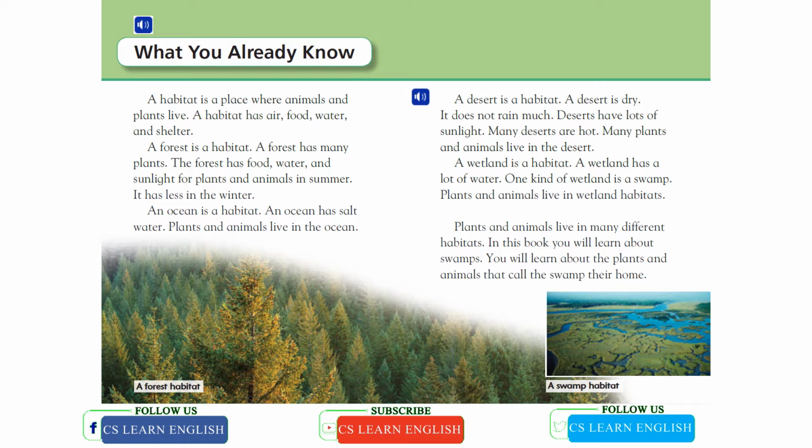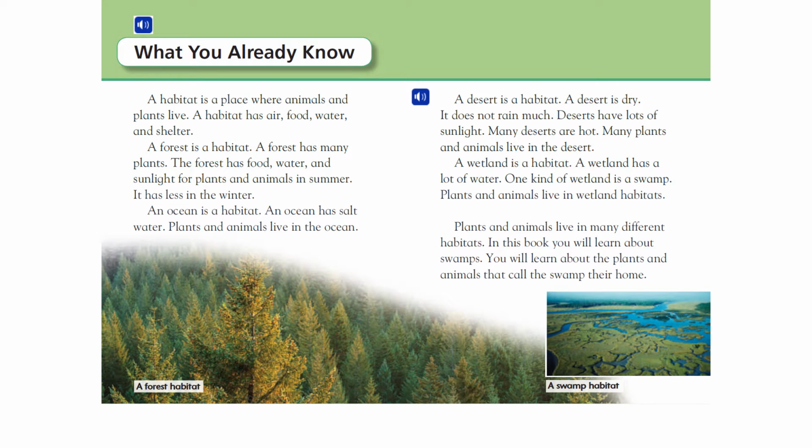What you already know. A habitat is a place where animals and plants live. A habitat has air, food, water, and shelter. A forest is a habitat. A forest has many plants. The forest has food, water, and sunlight for plants and animals in summer. It has less in the winter.